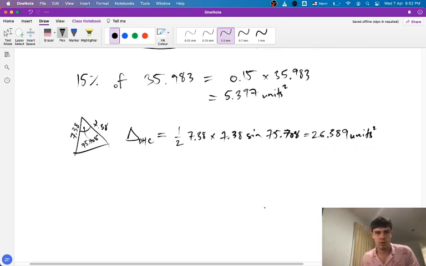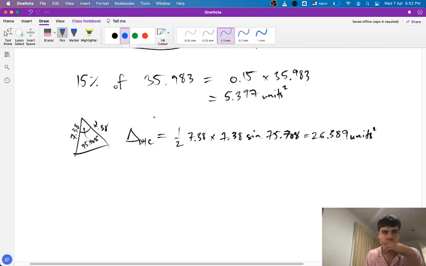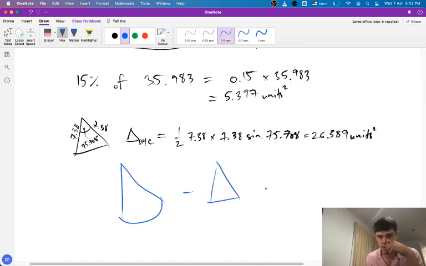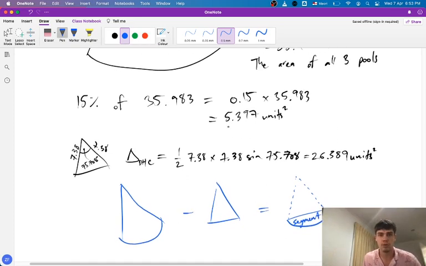So I'm just going to quickly draw a diagram. If we have a sector and we minus off the triangle, what you're left with is a segment. That's just like the base bit, because this bit's been taken away, right? So we're left with this, which is called a segment. You don't really need to know that. But pretty much now we can find out.